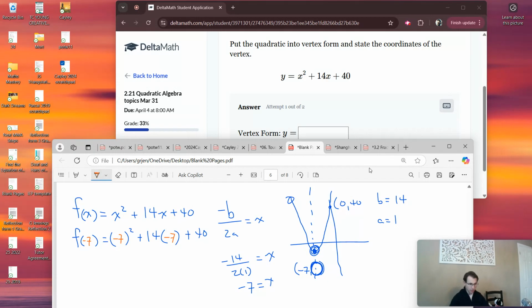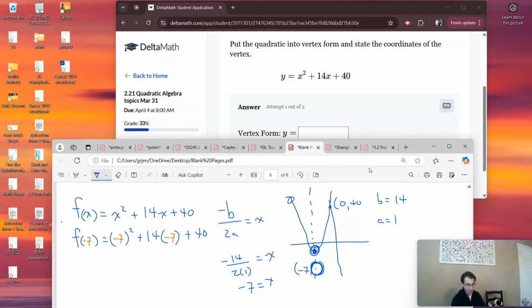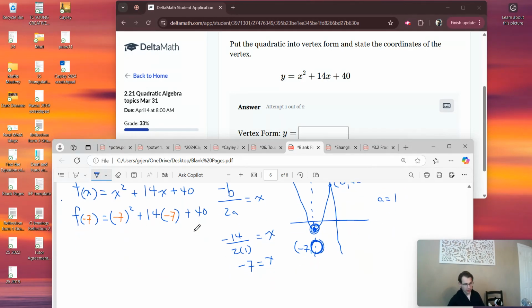Okay, so we're just going to substitute -7, which we know to be the value of x at the vertex. All right, so once we do that, we just process it. So f at -7 is going to be equal to 49, which is 7 squared, minus 98, which is 14 times -7, plus 40. When we do all this, we get -9.